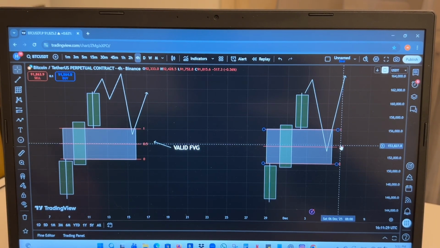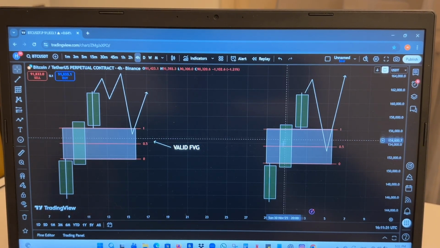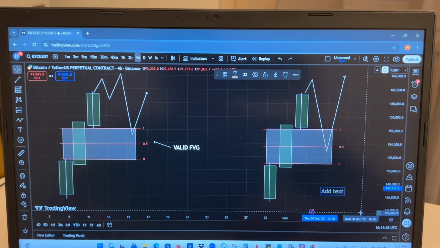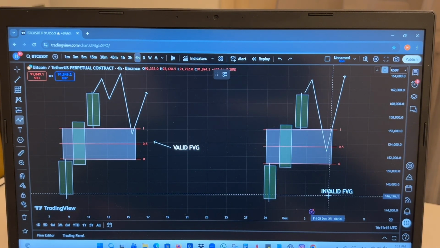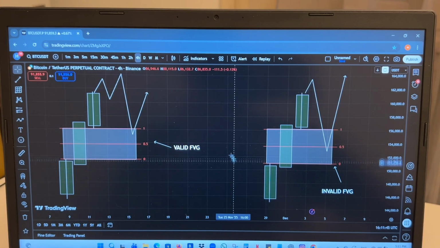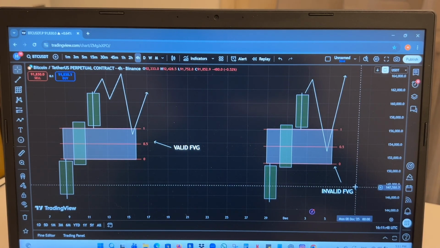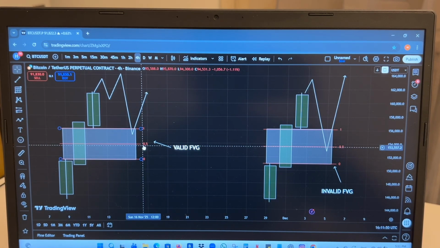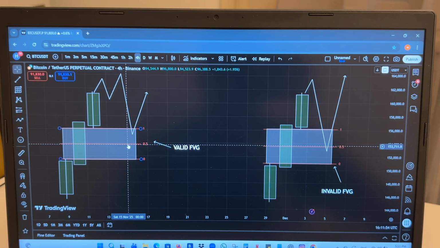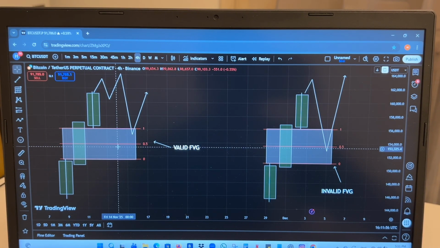Basically it has already hunted all the liquidity it made by this imbalance. So this is going to be an invalid FVG. There you go, these two scenarios. This is how we identify a valid FVG and an invalid FVG. So if the market gives us this move, then we know that it's a valid FVG.